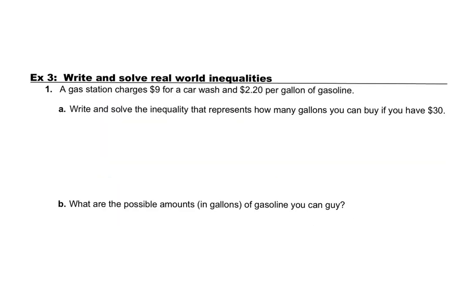All right, example number 3, write and solve real-world inequalities. So a gas station charges $9 for a car wash and $2.20 per gallon of gasoline. Write and solve the inequality that represents how many gallons you can buy if you have $30. So I like to always put the total on the right, and then I'm going to write the inequality on the left. So we're going to pay for just one car wash, so that's 9. And then notice we have the per gallon, so then that means that it's going to be plus $2.20 per, which then we'll have our x, because we don't know how many gallons.